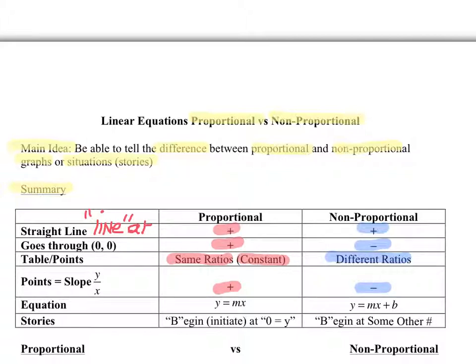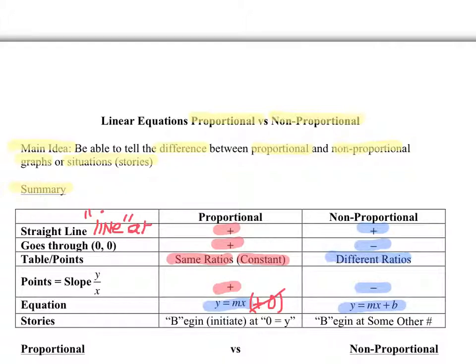The equation for the proportional graph is y equals mx, and the equation for the non-proportional graph is y equals mx plus b, where it lists a number for the y-intercept. The y-intercept for the proportional graph will be a 0, so it would be plus 0 instead of a number, and we don't usually write that.